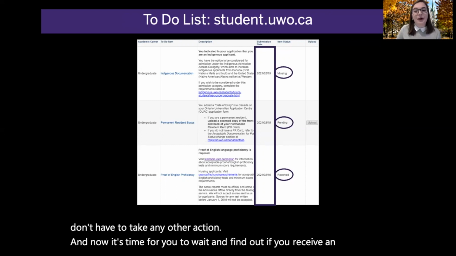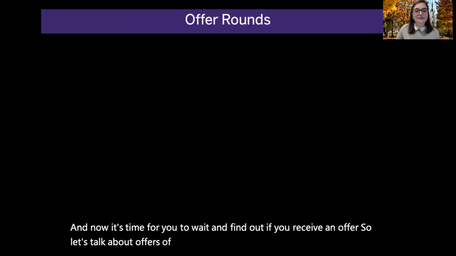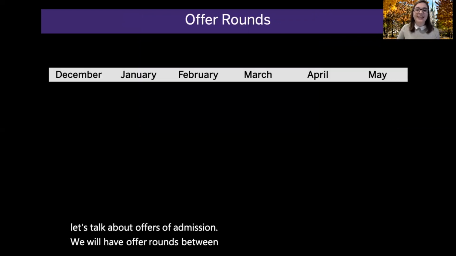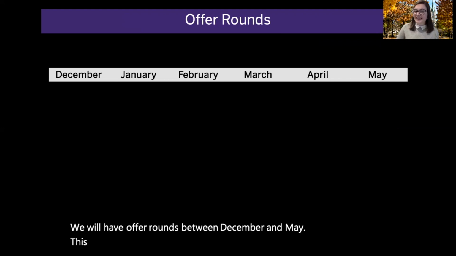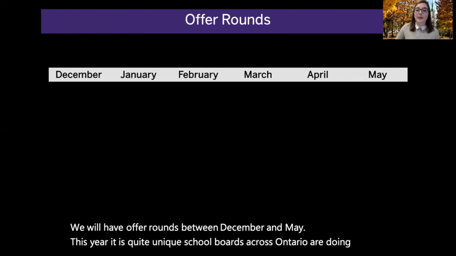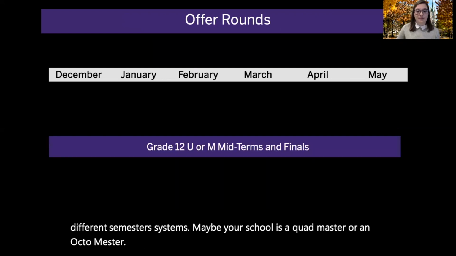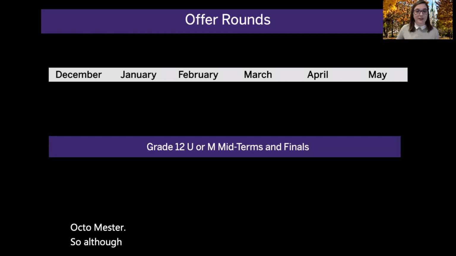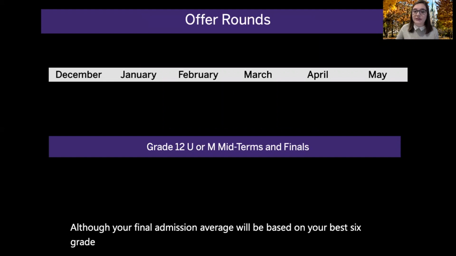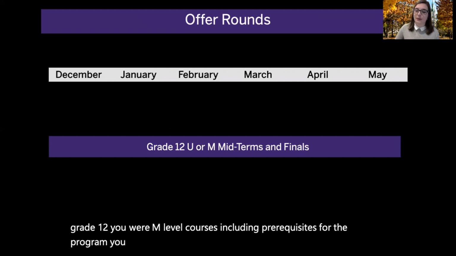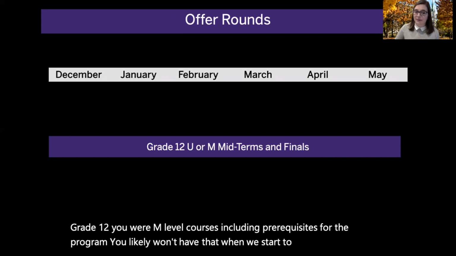So let's talk about offers of admission. We will have offer rounds between December and May. This year, it is quite unique. School boards across Ontario are doing different semester systems. Maybe your school is a quadmester or an octomester. So, although your final admission average will be based on your best 6 grade 12 U or M level courses, including prerequisites for the program, you likely won't have that when we start to make offers in December.